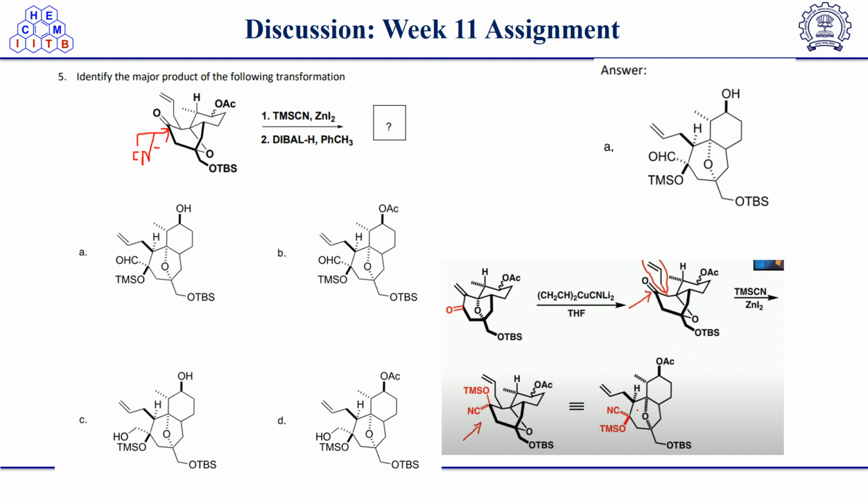And then in the second step, upon treatment with DIBAL-H, this CN will be converted into aldehyde and this OAc will be converted into OH. That is reduction of the nitrile group as well as that ester group. So the correct answer will be option A. So this is nucleophilic attack of the CN minus on the carbonyl carbon followed by the quenching of O minus by TMS, and then the reduction of this nitrile and ester using DIBAL-H. Nitrile will be reduced to aldehyde and ester will be reduced to alcohol.